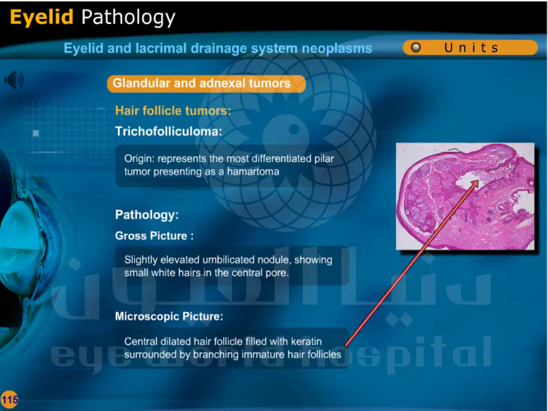Trichofolliculoma. Origin: represents the most differentiated pilar tumor presenting as a hamartoma. Gross picture: slightly elevated umbilicated nodule showing small white hairs in the central pore. Microscopic picture: central dilated hair follicle filled with keratin surrounded by branching immature hair follicles.